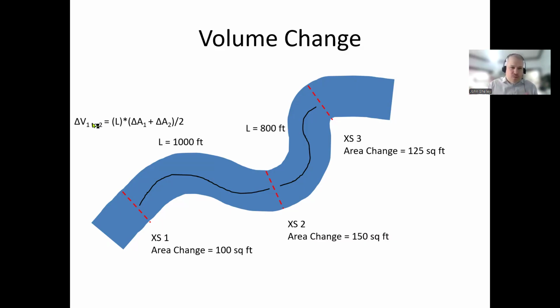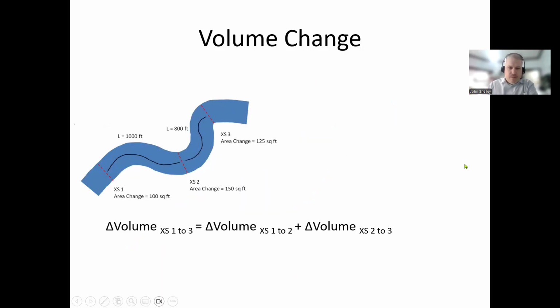And so volume from 1 to 2 in this case is the average of the cross-sectional area at 1 and area at 2, so divided by 2 to get the average, times that length in between. And the volume from 1 all the way to 3 is the volume from 1 to 2 plus the volume from 2 to 3.